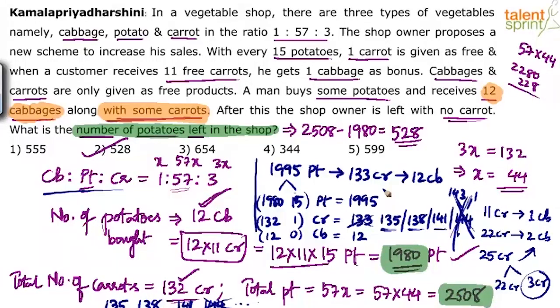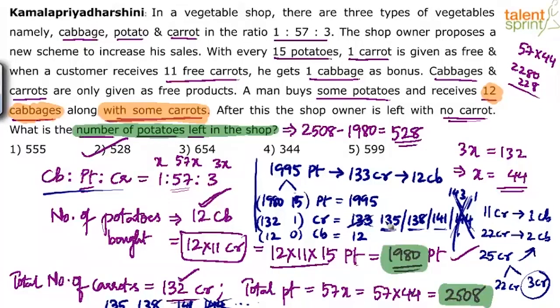cases, while the number of cabbages that he gets is 12 only, the number of carrots can be more than 132. It can be 135, which means 3 carrots extra. It can be 138, which means 6 carrots extra. It can be 141, which means 9 carrots extra. And as the number of carrots increases, the number of potatoes bought also increases, because for each carrot, he is taking 15 potatoes. So if it is 135 carrots, then the number of potatoes will be 135 into 15. Basically 45 more potatoes. And then from the total, we have to subtract 45 more.